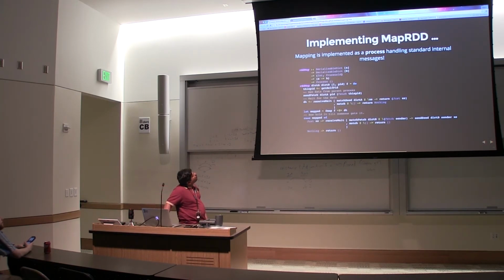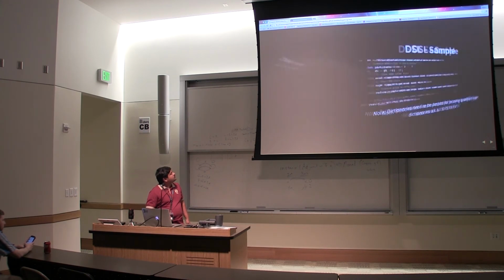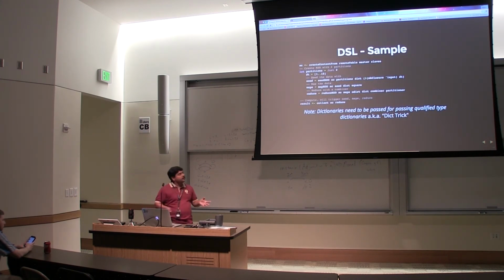These are some more details as to how map would be instantiated. That's an internal detail. Finally, when we have different RDDs implemented, it's possible to write the application in almost a similar way to what Apache Spark allows. Here is a very simple example: create a list from 1 to 10.